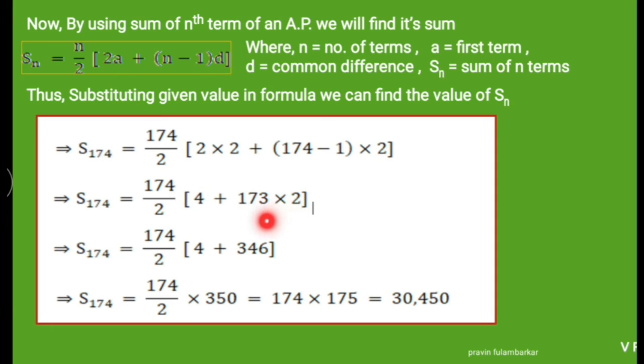Now multiply this 173 with 2, we get 346. Now we add this 346 with 4. So we get here 350. Now we divide this 350 by 2. We get 174 into 175. So we multiply these two terms. We get 30,415, which is the sum of first 174 even natural numbers. So this is our final answer.